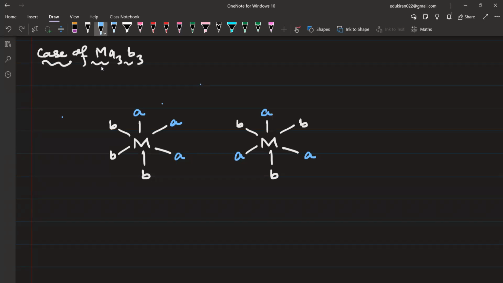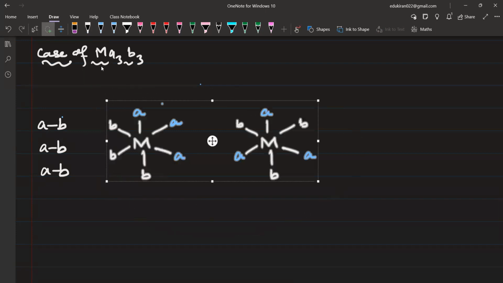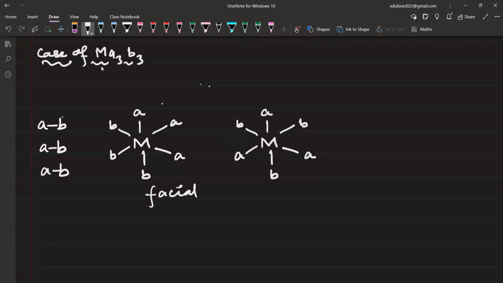ये आपको देख के कंफ्यूज होइएगा कि ये भाई ये सेम कैसे हो सकता है. बट वॉट यू नीड टू अंडरस्टैंड इज दैट यहाँ पे A के अपोजिट क्या है, B, A के अपोजिट B, A के अपोजिट B, हियर ऑल्सो A के अपोजिट B, A के अपोजिट B एंड A के अपोजिट B. ठीक है, सो दीज आर सेम स्ट्रक्चर ओनली, ओरिएंटेशन बस अलग है. Now both of these, ये शेप किसका होता है, this is for facial, F A C I A L, facial isomer.